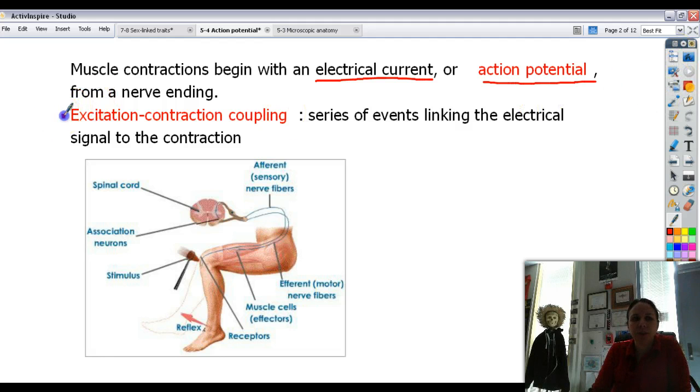Then we said that we've got the excitation-contraction coupling, which is just a series of events that link the electrical signal as it travels down the nerve and into your muscle, causing your muscle to contract. Now this is just a spinal cord here, it would go up to the brain. So all the events that are telling your brain to tell your spinal cord to tell your nerve to tell your muscle to contract is referred to as the excitation-contraction coupling.